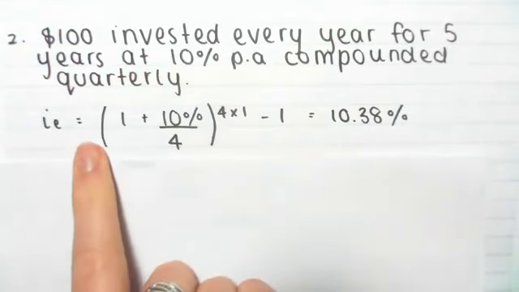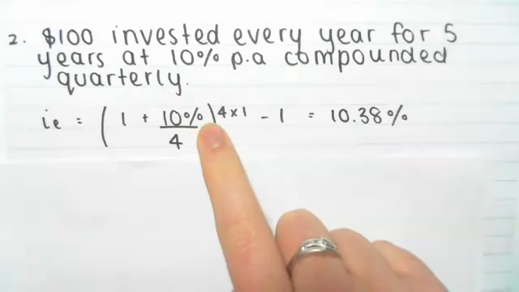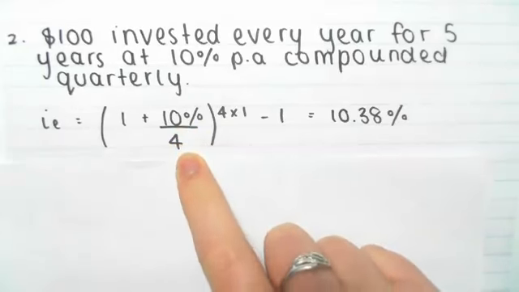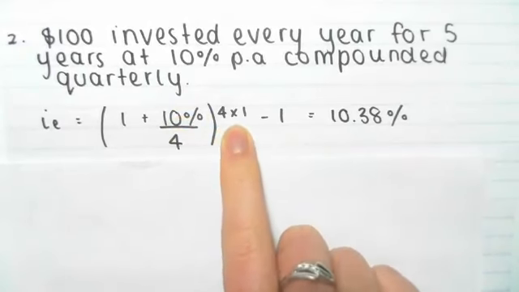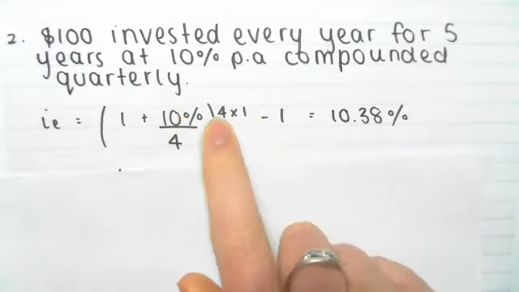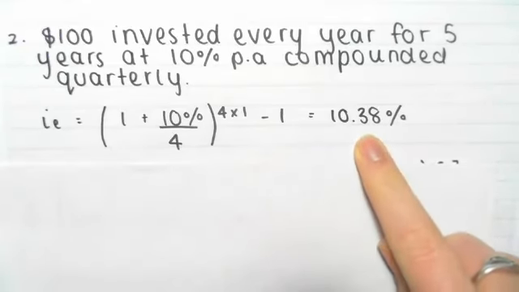So effective interest rate, we're given a rate compounded quarterly. So we've got 10% per annum, and we've got over 4 for quarterly, 4, and we want an annual interest rate, so it's going to be times by 1. So put that all in, and we get a rate of 10.38%.